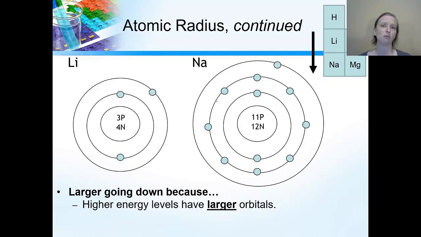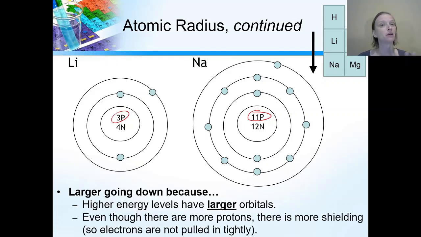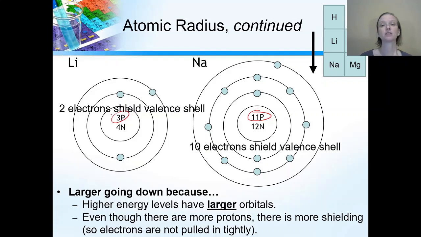You may say, but wait a second, you said that more protons means you hold on to your electrons more tightly. And that's true when the shielding is the same. But in this situation between lithium and sodium, lithium only has 2 electrons shielding the valence shell from the nucleus, whereas sodium has 10 electrons shielding this valence shell from the nucleus. So yes, there are more protons in sodium, but there's also more shielding. There are more electrons kind of blocking the view to the nucleus. So the electrons are not pulled in more tightly with sodium.